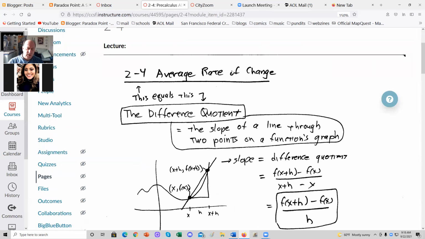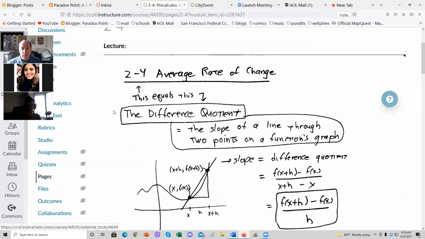This is something you'll be seeing later on in the calculus. The average rate of change of a function over an interval is equal to the difference quotient, which is the slope of a line through 2 points on a function's graph. So here's a graph of a function. It goes through x by f of x. We move over a distance h to x plus h and rise up to here, to x plus h by f of x plus h.